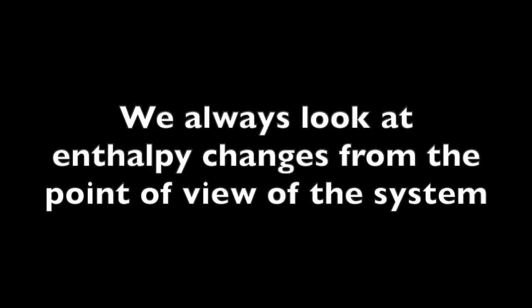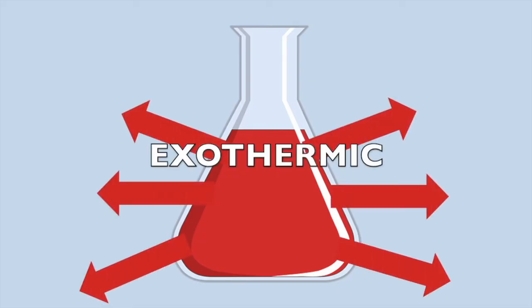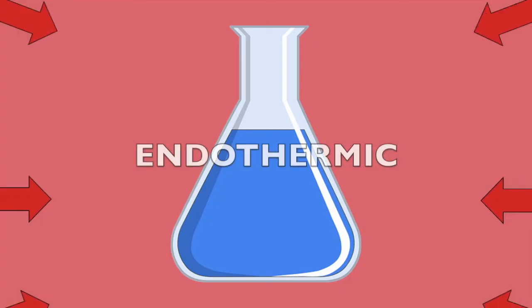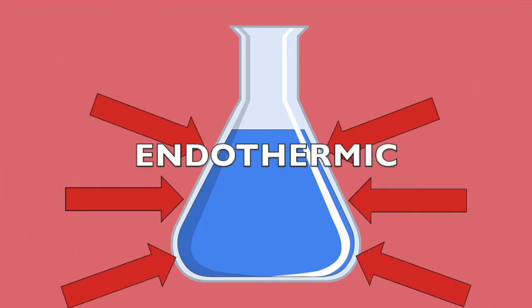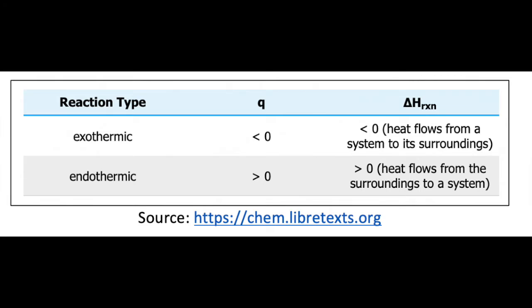As you should remember from the last topic, we always look at enthalpy changes from the point of view of the system. If energy flows from the system to the surroundings, the process is exothermic. Delta H for the reaction is going to be less than 0 for an exothermic reaction. If energy flows from the surroundings to the system, the process is endothermic. The delta H for the reaction is going to be greater than 0. Note that the sign convention for delta H is similar to that of Q and W. Positive if the system is taking in energy, negative if the system is losing energy.